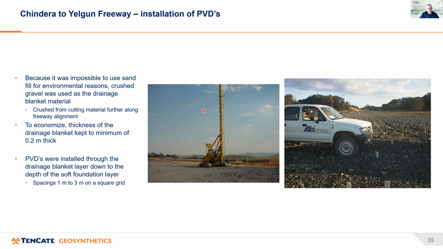So here we can see, in this case, the drainage blanket, and you'll see it's a crushed gravel coming from a cutting further up along the length of the freeway, with the PVDs installed through and down into the soft foundation. And again, only about 200 millimeters of this material was used to save on its use. And the PVDs were spaced 1 to 3 meters on a square grid.